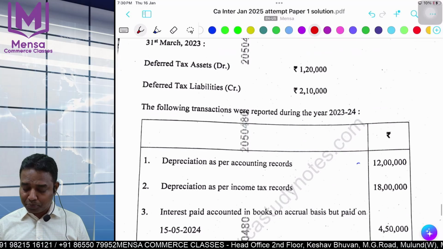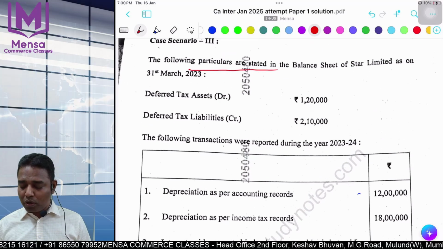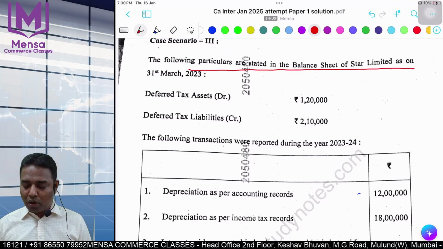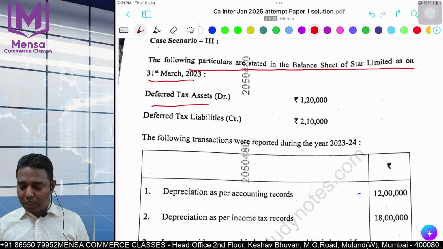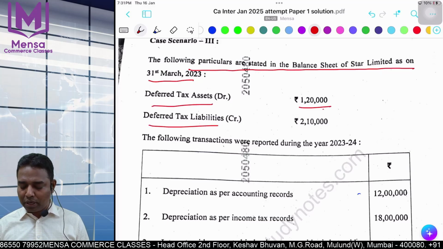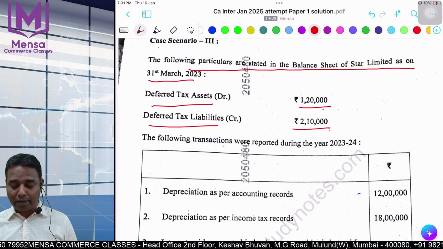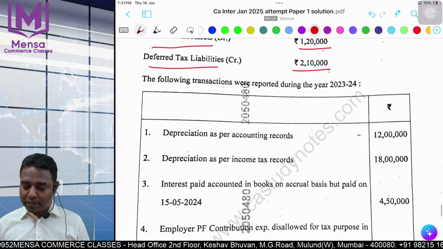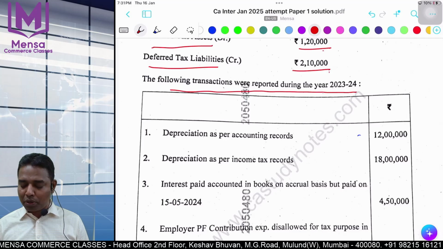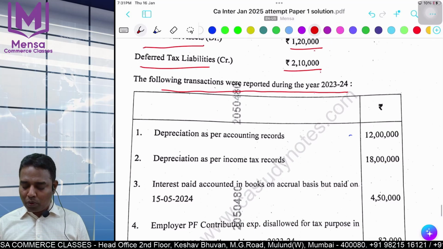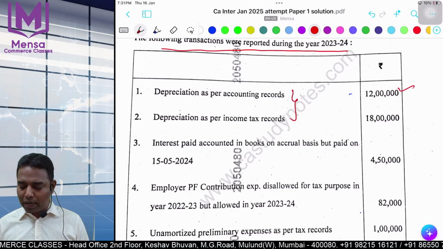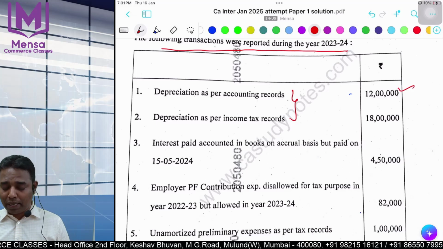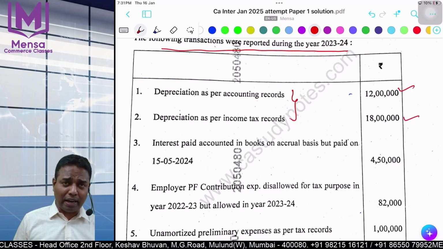Fine. Next, the following particulars are stated in the balance sheet of Star Limited on 31st March 23. The deferred tax asset is 1,20,000, deferred tax liability balance is 2,10,000. Correct? What are they saying? The following transactions were reported for 23-24. What are the things here? Depreciation as per accounting records is 12 lakhs and depreciation as per income tax record is 18 lakhs.